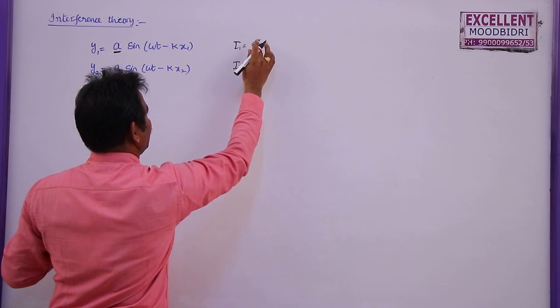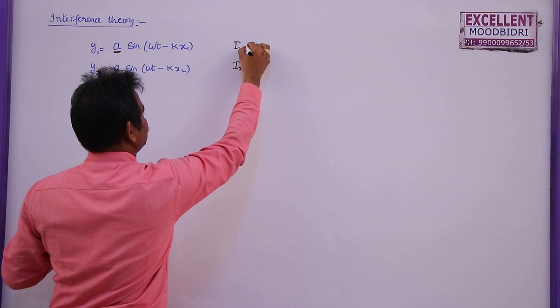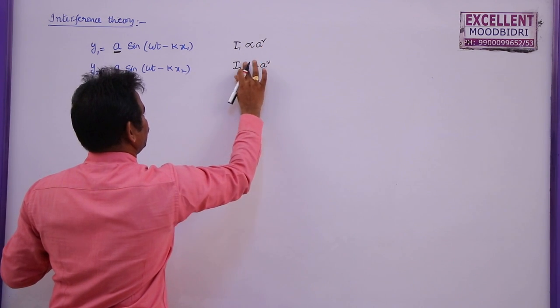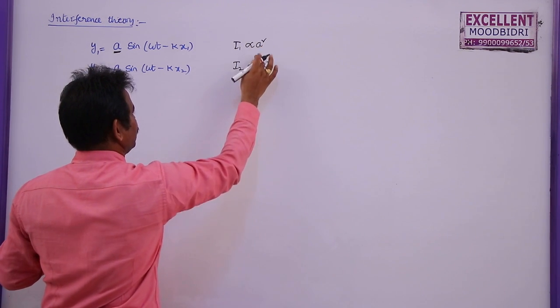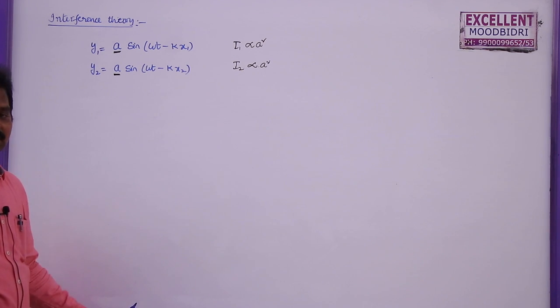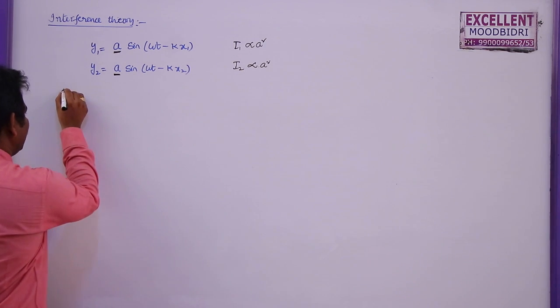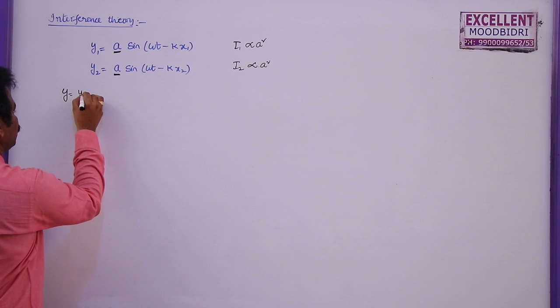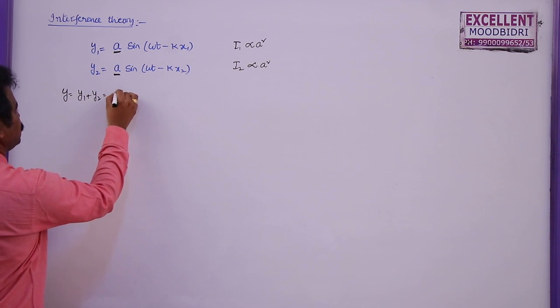Let me write intensity directly proportional to a square here. Here also intensity is directly proportional to a square. As their amplitudes are equal, their intensities are equal. Now, what is the resultant wave produced by the superposition of these two waves? So this a is common.